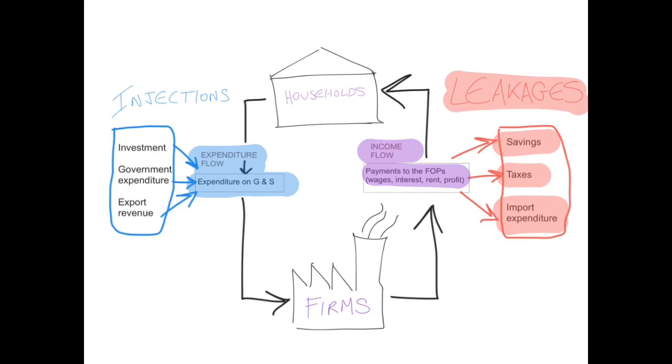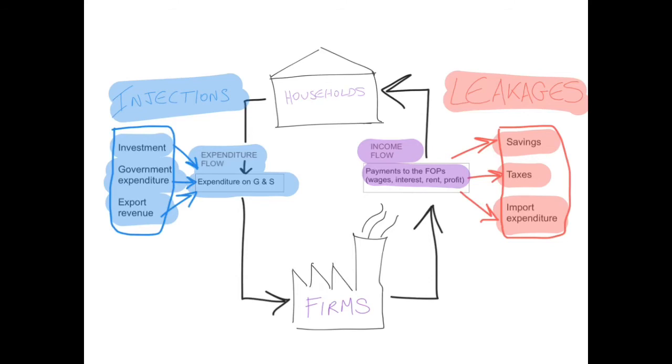Now, similarly, not all of the money that firms receive comes from household spending. There is money being invested through the financial market. So investment is an injection. Injections are things that add to the circular flow. Investment increases the amount of money that firms receive. Also, government expenditure is an injection into the expenditure flow, and so is export revenue. When foreigners buy our domestic goods and services, this export revenue is also an injection. So there are leakages and injections.